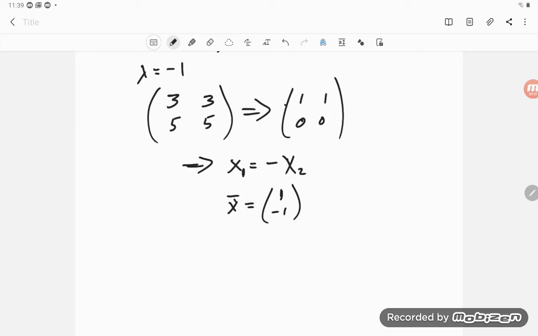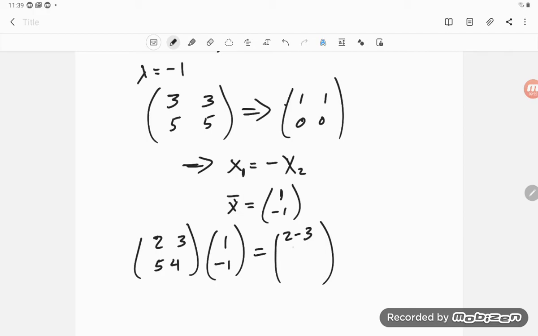So let's try that. Okay, so let's take our original matrix, 2, 3, 5, 4, and multiply that times 1, negative 1, and see if we just get a multiple of 1 and negative 1. Well, we get 2 minus 3, and then 5 minus 4, which is equal to negative 1, 1. Yes, right? That's the same thing as negative 1 times 1, negative 1. So there we did it.